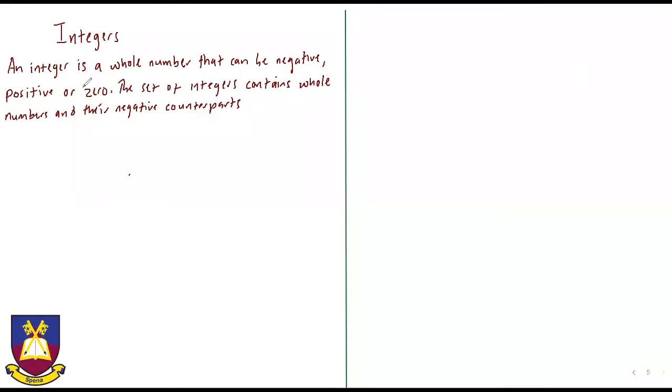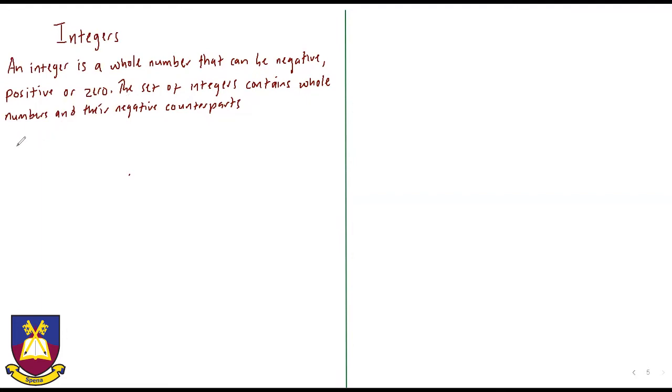In this lesson, we shall look at integers, and an integer is a whole number that can be negative, positive, or zero. The set of integers contains whole numbers and their negative counterparts. So we already saw whole numbers, which start from 0, 1, 2, 3, and so on. Now integers are also whole numbers, but for them they could be negative or positive.